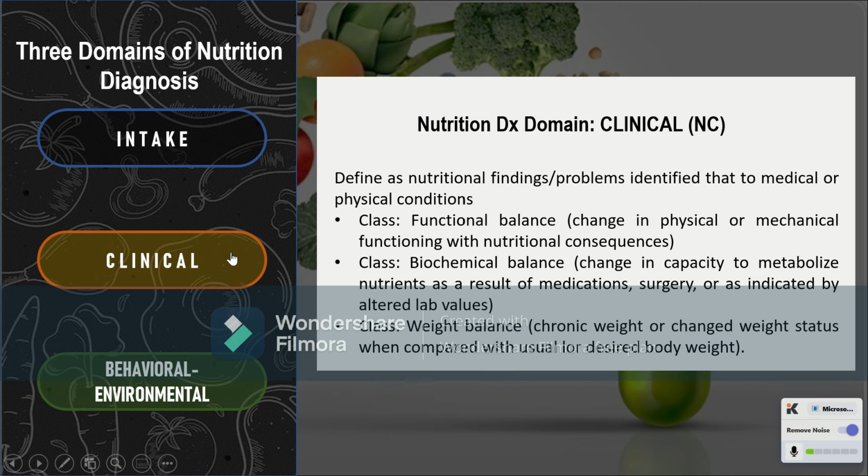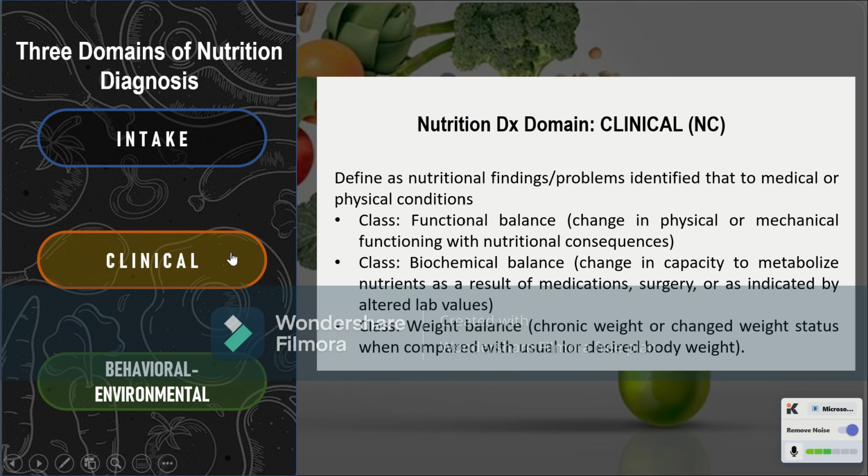Then, we have also a weight balance. So, example niya is yung underweight, unintentional weight loss, which is usually caused by poor behavior like inadequate energy intake and poor diet. At pati yung overweight or obesity or unintentional weight gain, ito naman is because of unhealthy lifestyle and diet.